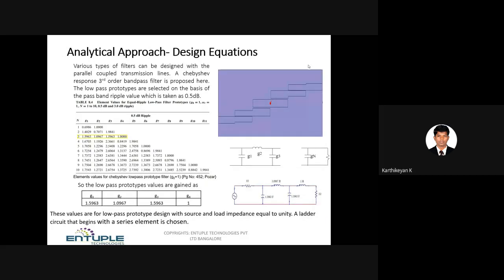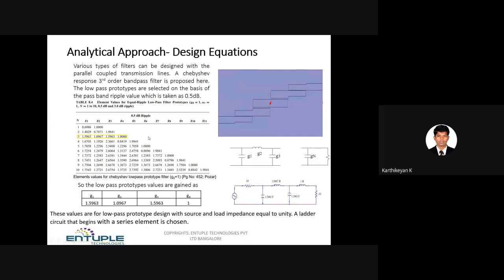So for example, I have taken this filter design as a tabulation from the David and Pozar book. This is a Chebyshev filter. For order 3, we can take the tabulation values. Various types of filters can be designed with the parallel coupled transmission line. This is a coupled line transmission line. So we are going to design this kind of filter today.